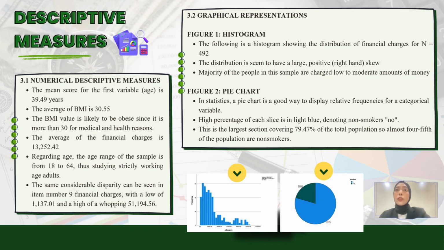So this 20% group of smokers helps explain why we have those few extremely high costs in our histogram graph. In conclusion, most people in our study do not smoke and have typical health scores. However, a small group faces very heavy financial burdens. That's all. Thank you.